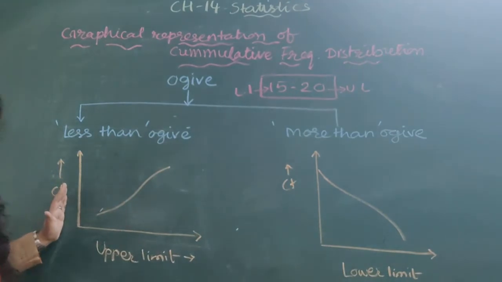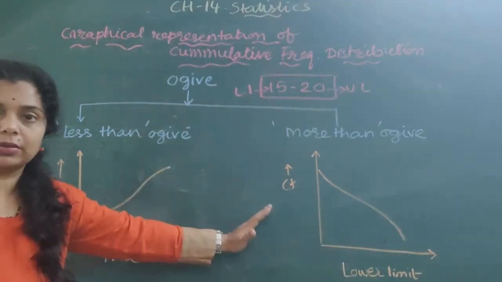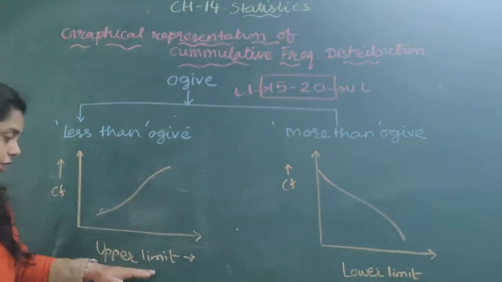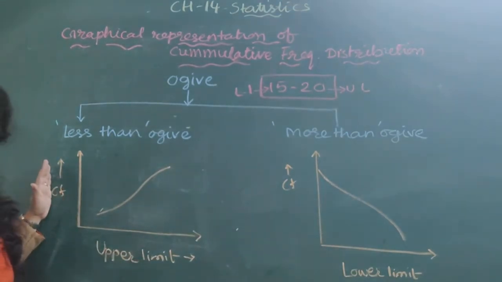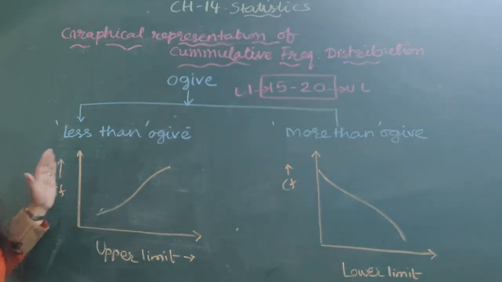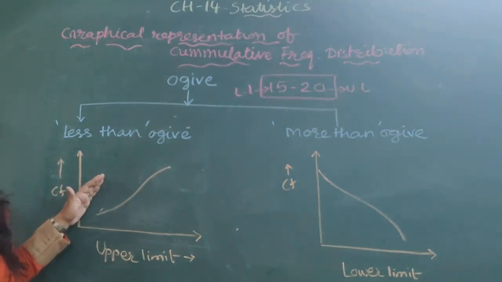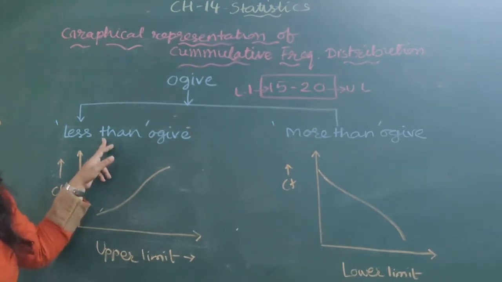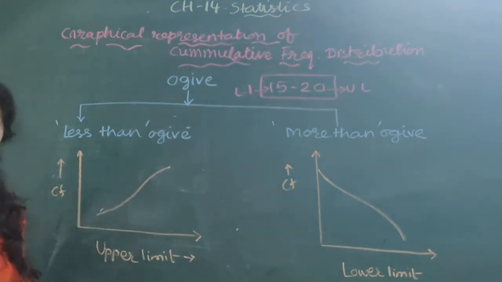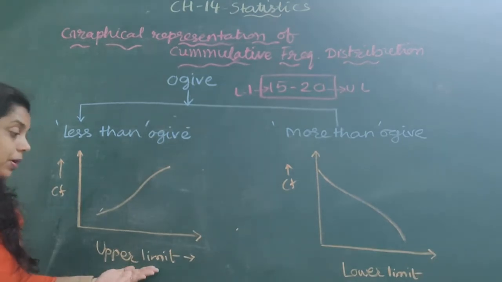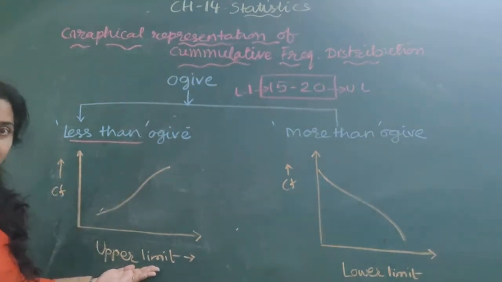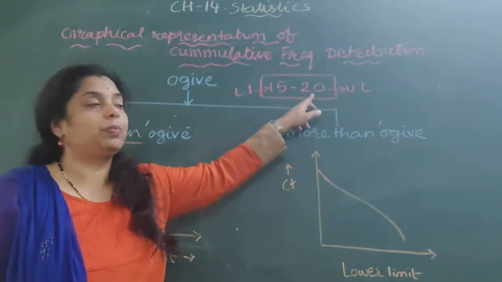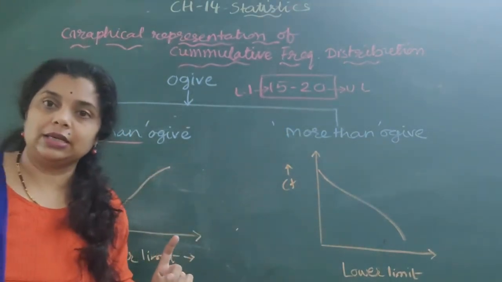If we draw a graph, less than or more than, for less than we have to take the upper limit on the x-axis and cumulative frequency on the y-axis. This type of graph we will get in case of less than ogive. Again I repeat, on the x-axis the upper limit. Why upper limit? Because it is a less than type, and less than obviously means upper limit. Is it clear?